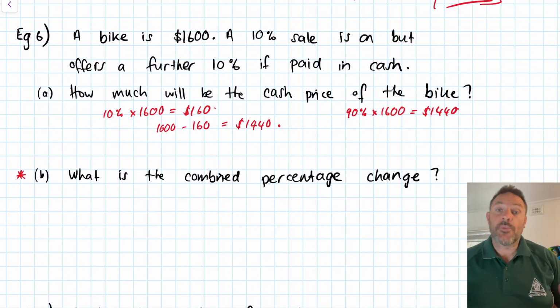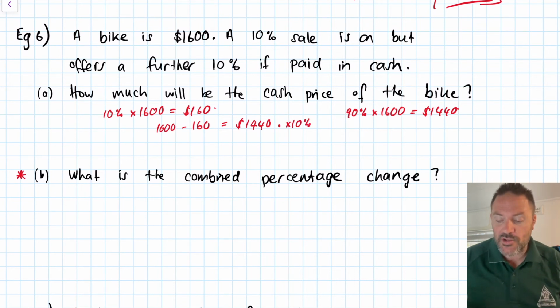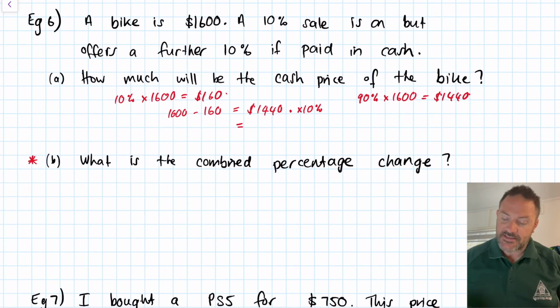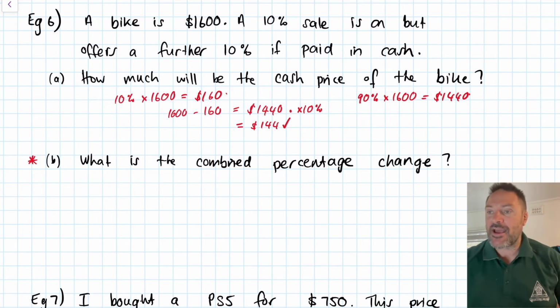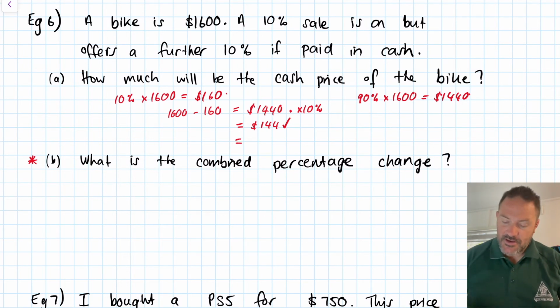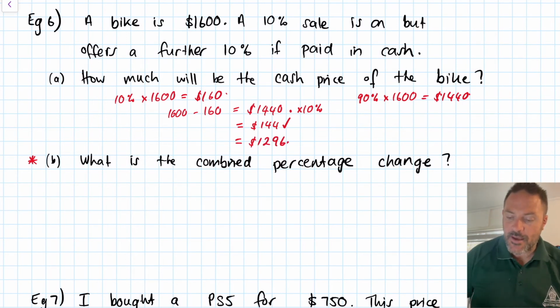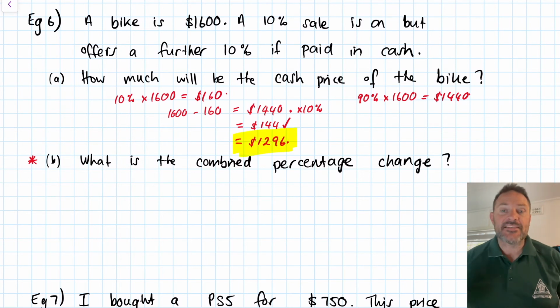But if I pay cash, I'm going to get a further 10%. So now the next 10% is going to be calculated off that new amount. In this case, 10% of $1,440 is going to be $144 this time. I'm going to take that off the actual amount. So I'm going to type in 1440 and subtract off the $144. In this instance, I'm going to get a total of $1,296. And that bit there, I'm going to highlight in yellow. That is my cash price.